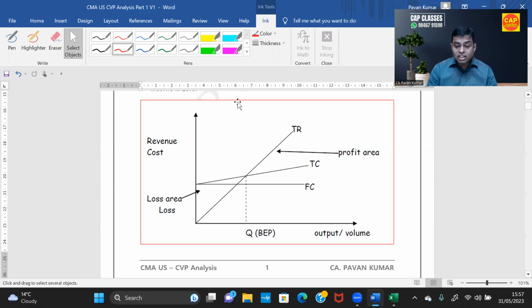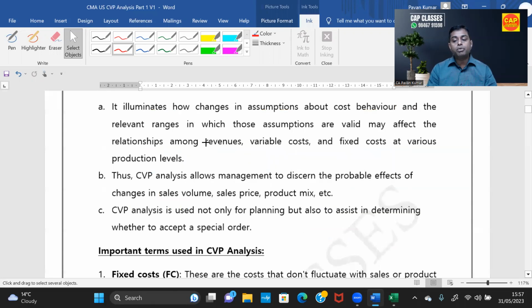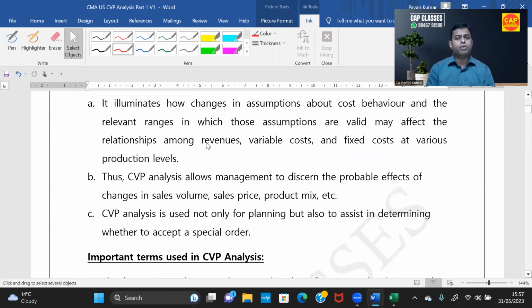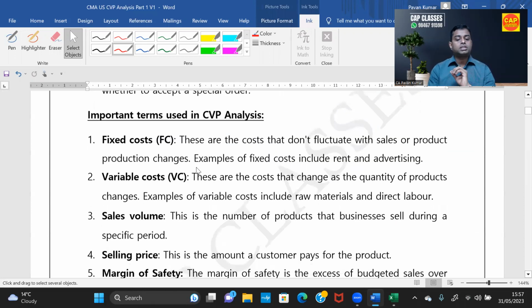Okay. So this is the diagram. After that, the importance of cost volume profit analysis is given here. The importance, but we'll see later. Now, important terms. Fixed cost.